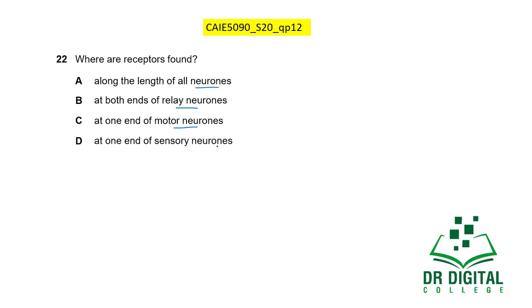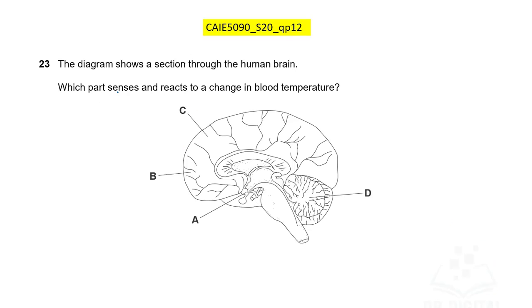At one end of the sensory neuron? Yes, that is true, because sensory neurons are attached with the receptors on one end and with relay neurons on the other end. So answer for this question is D, while C, B and A are wrong.